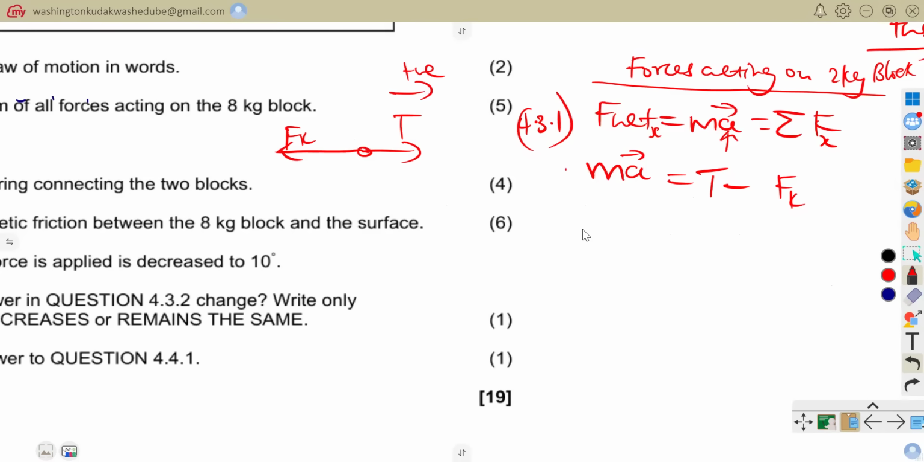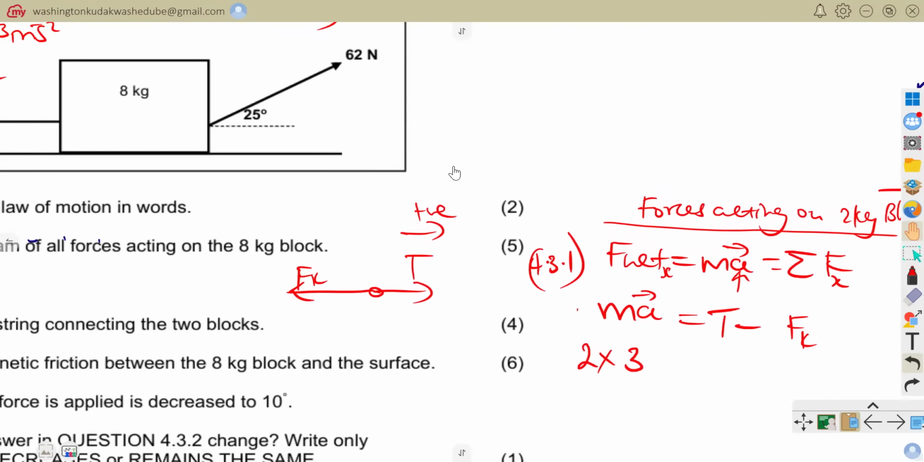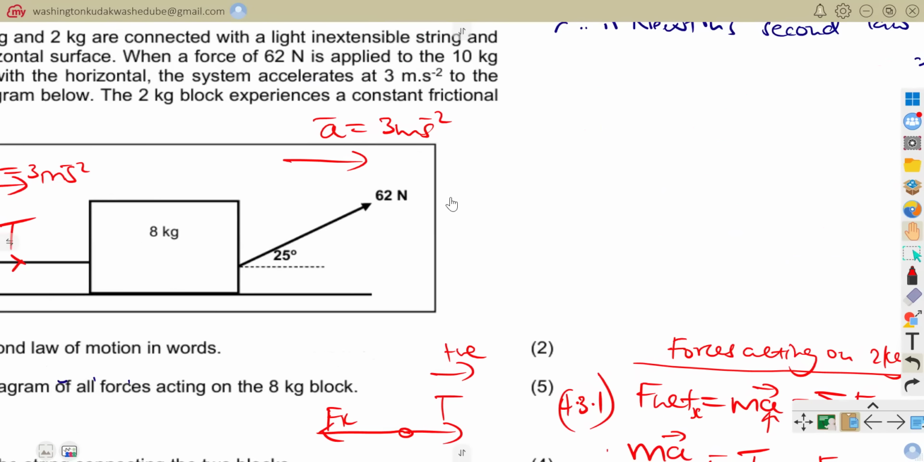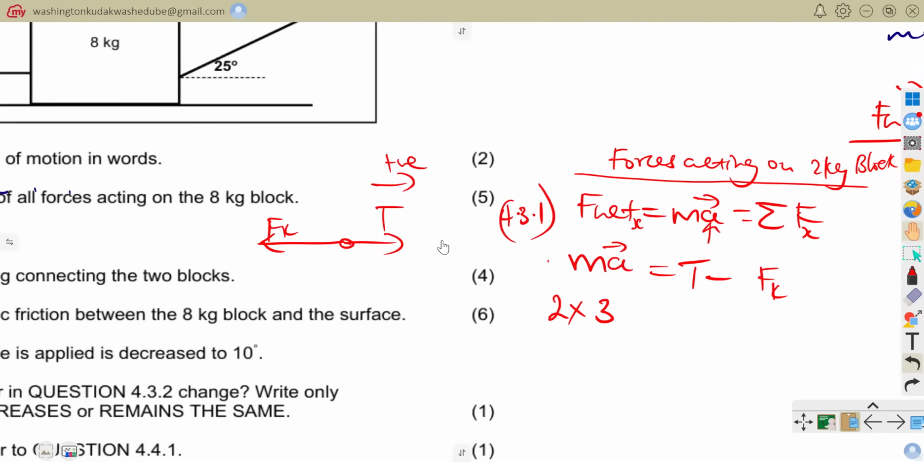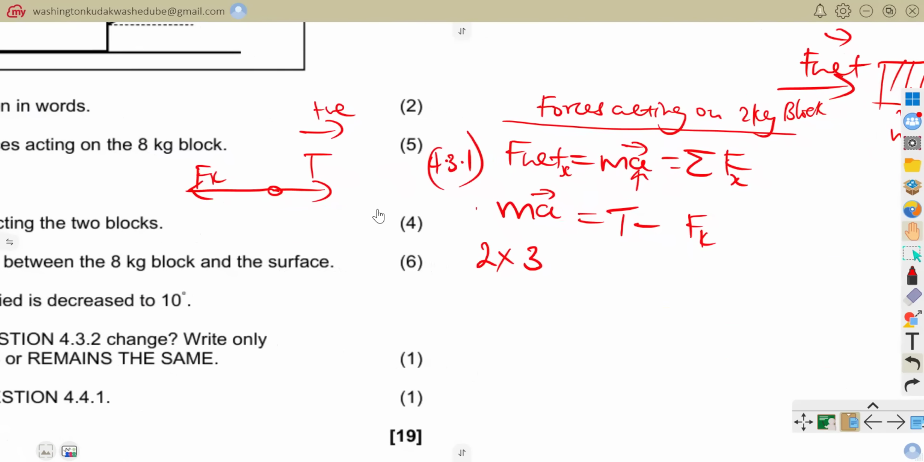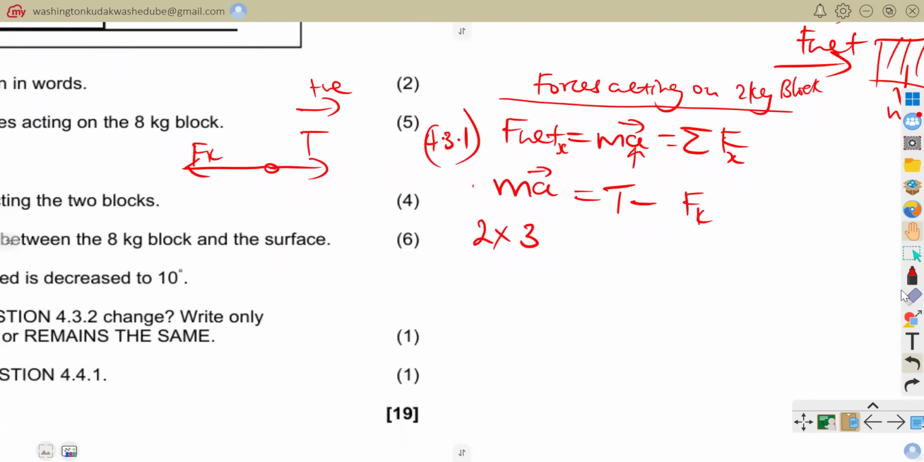Now, what is my acceleration and my mass? My mass is 2 kg. My acceleration is 3. So I need to go back and look into the value of my acceleration. Is the value of the acceleration equal to 3? We need to look into that. Yes, they said 3 meters per second squared. So the value of my acceleration there is 3. So allow me to remove that. That is 3, equal to my tension is what I'm looking for.